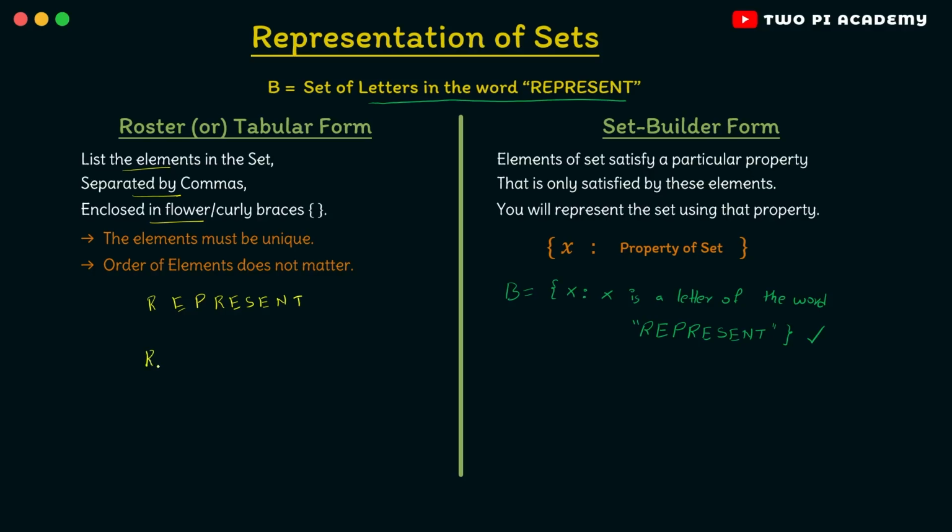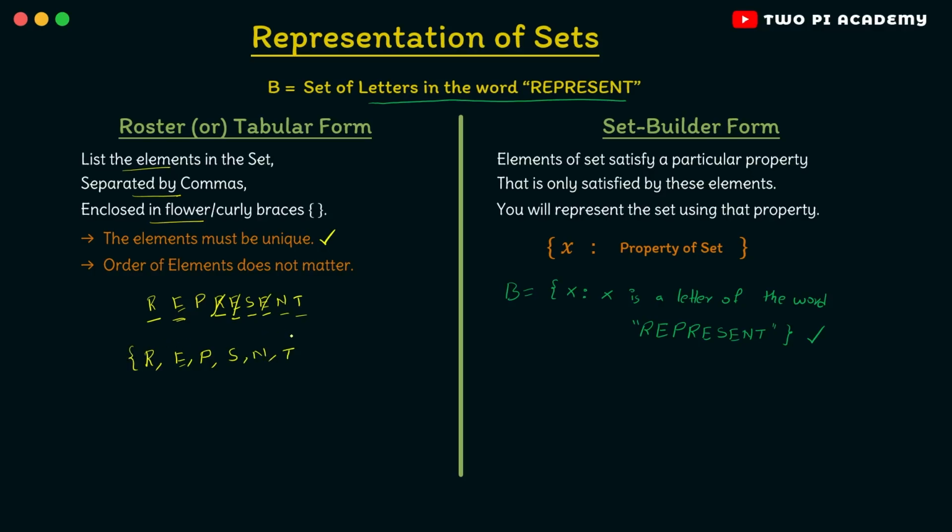First we have the element capital R and then E followed by P. But here we have the letter R which is repeated, and we know that the elements in the set must be unique. So therefore you will not write that once again. And here E is also repeated, so you won't write that as well. And then we have the letter S followed by E which is once again repeated, so therefore you will not write that again. And finally N and T.